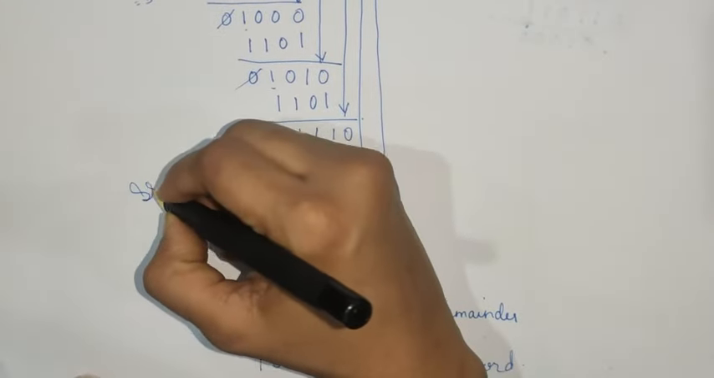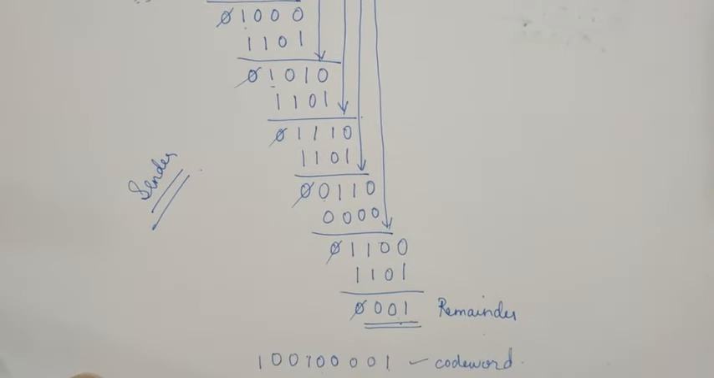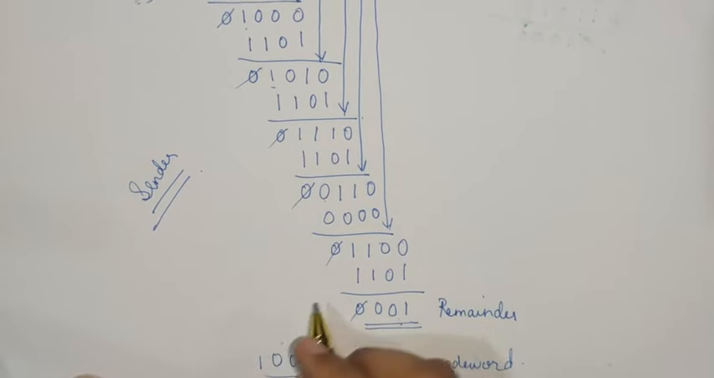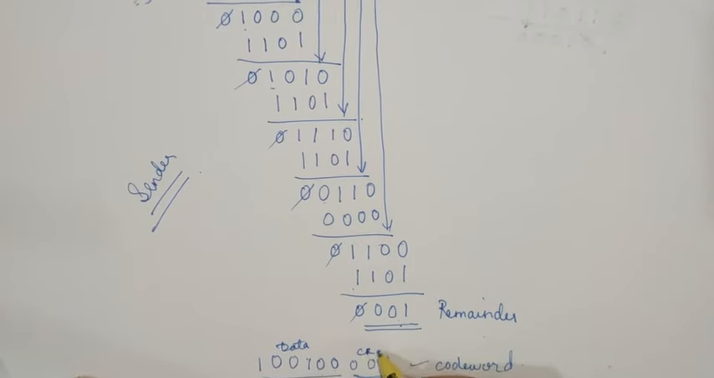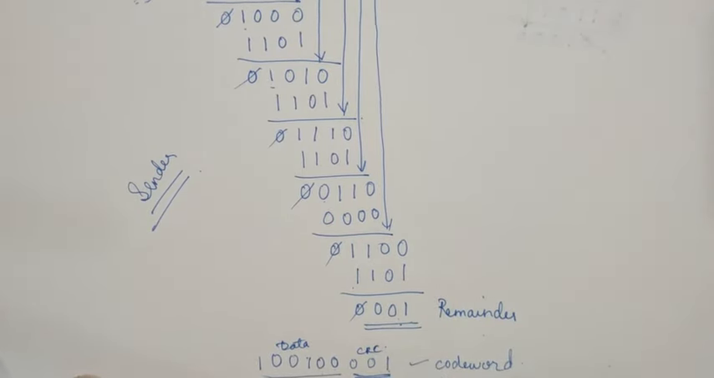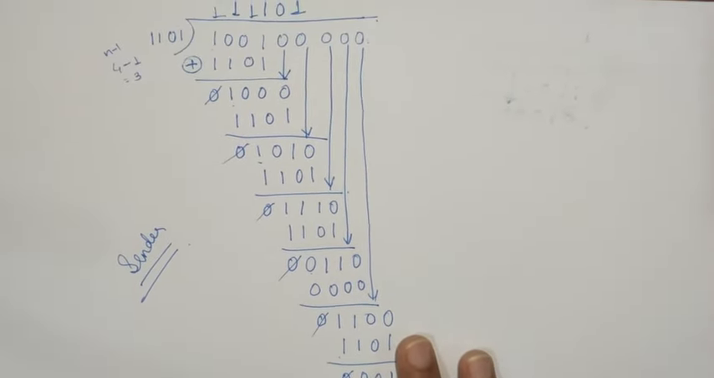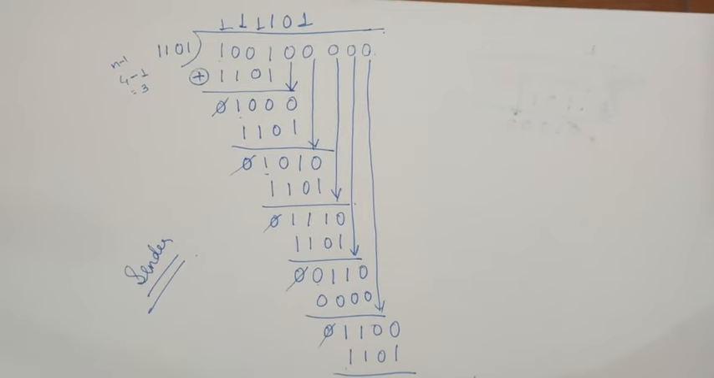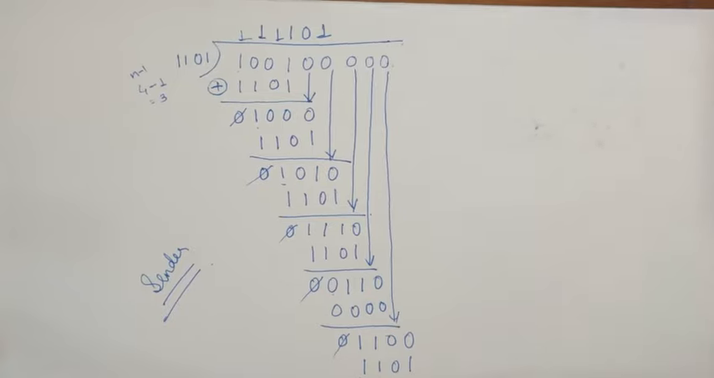Okay, now this is happening at the sender side. The sender is appending the CRC bit to the data. This is the original data, and this remainder is the CRC bit, or the redundant bit. Okay, and this is going to be sent. This was happening at the sender side. Now how the receiver is going to check whether there is any error or not, that we are going to see now.